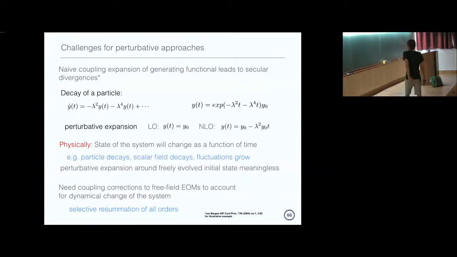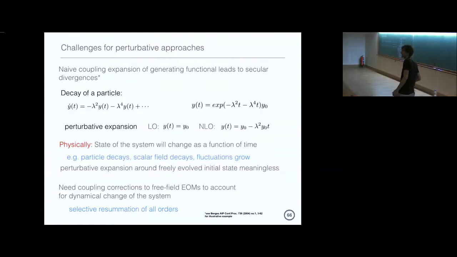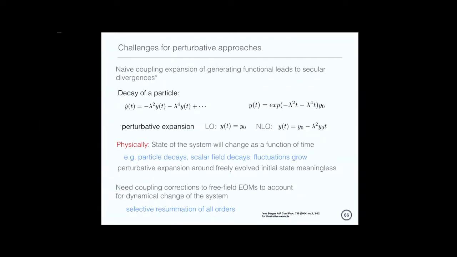What do I mean by that? A secular divergence is essentially a term which grows with time. This is a phenomenon you can understand very simply. A simple example is looking at the decay of a particle. Say you have a particle which has a certain probability to decay, given by coupling constant lambda squared, and then perhaps there's a higher-order process which goes as lambda to the 4. The change in time of the particle number would be governed by these two decay rates, and in principle there could be higher-order terms.